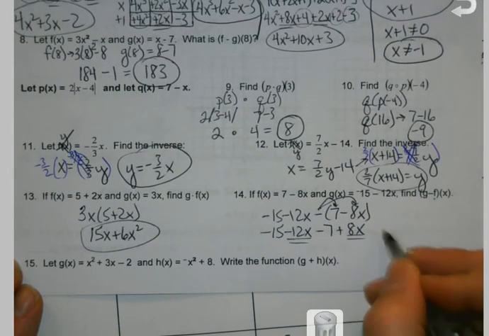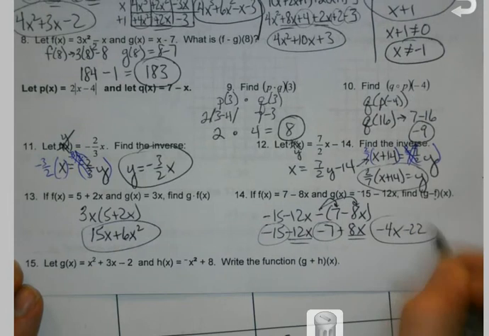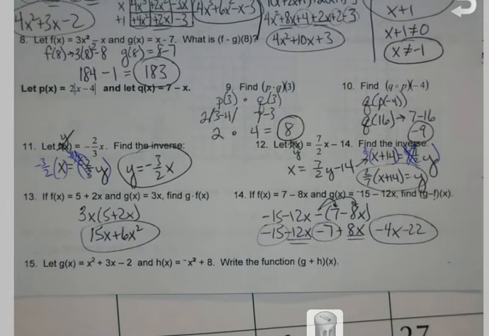Combine like terms. And we're good. And again, if I get going too fast sometime, you can pause me. You can rewind me. It's nice.